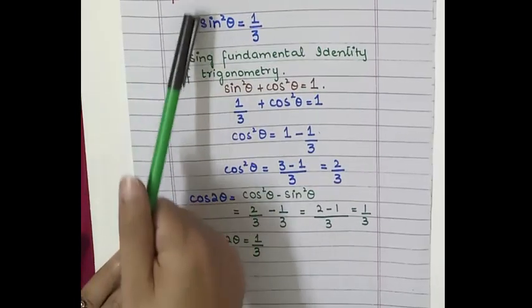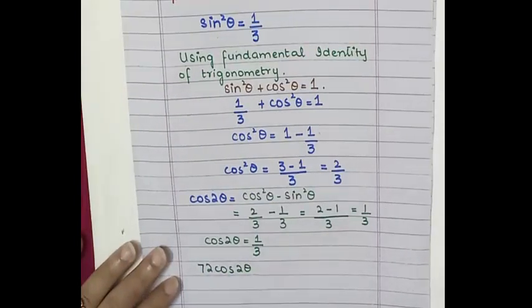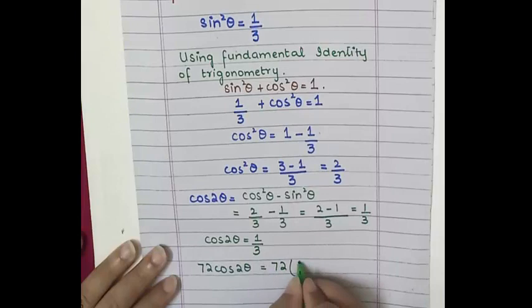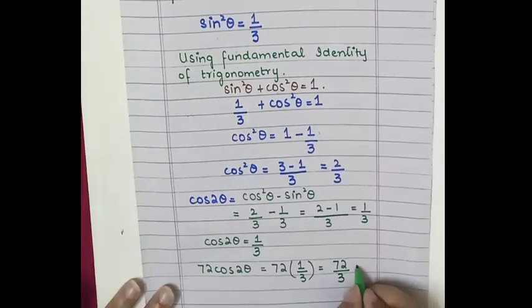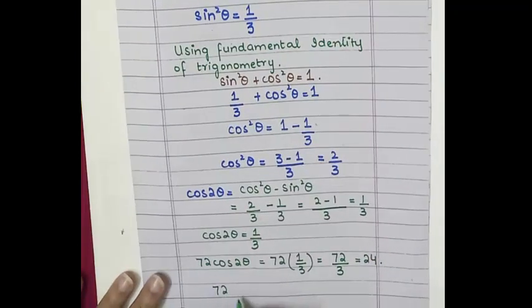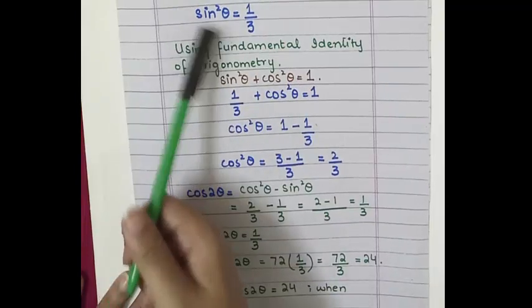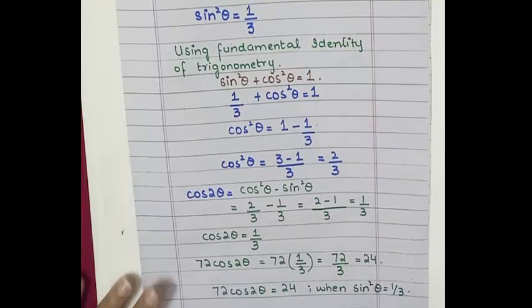But we want the value of 72 cos 2 theta. So simply multiply 72 with the value of cos 2 theta, and we have 72 divided by 3, which is equal to 24. So the value of 72 cos 2 theta is equal to 24 when the given term is sin square theta equal to 1 over 3.